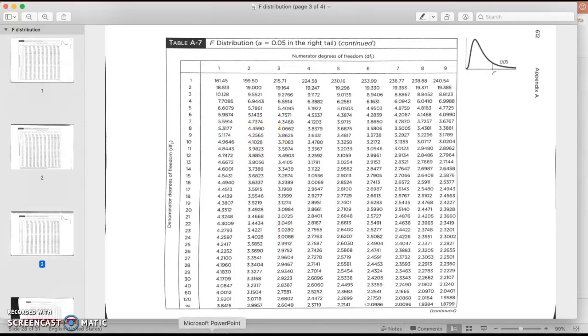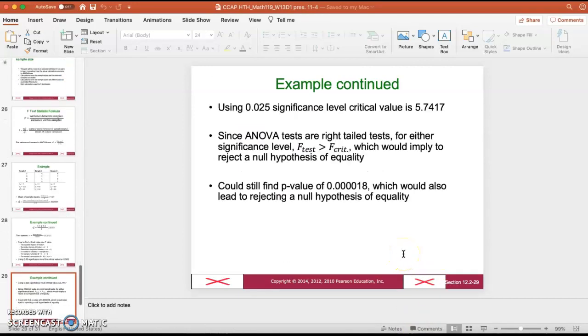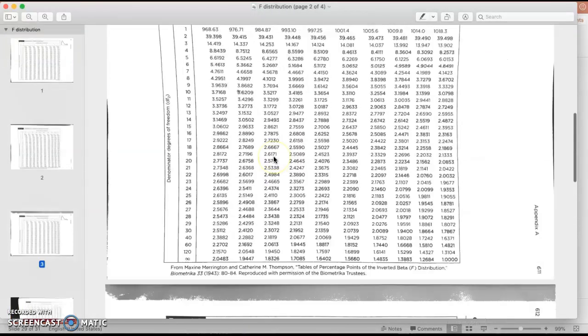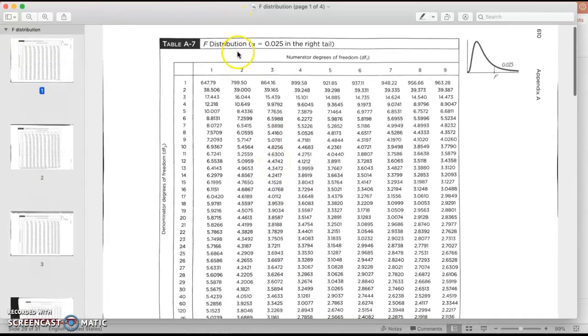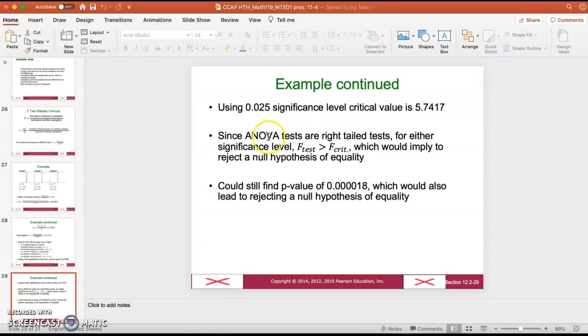And I would know that the critical value in that case is 4.2565, which is what I have here. Then if I wanted to use a 0.025 significance level, I just have to look at the 0.025 pages. Same numerator degrees of freedom 2, denominator degrees of freedom 9, and that critical value is 5.7147. Which is right there. Now, since ANOVA tests are right-tailed tests, for either significance level, the test statistic is bigger than the critical value, which would imply to reject a null hypothesis of equality.